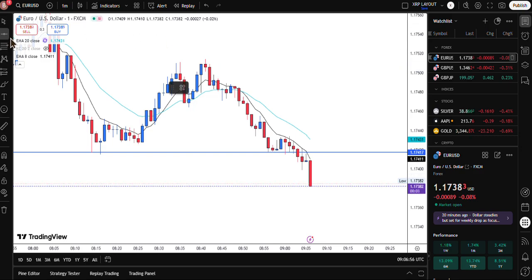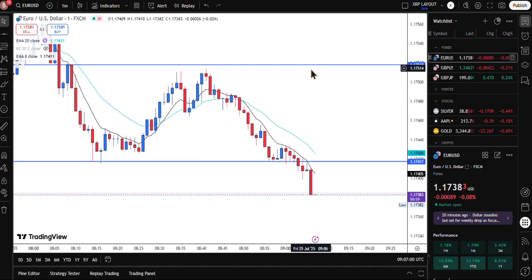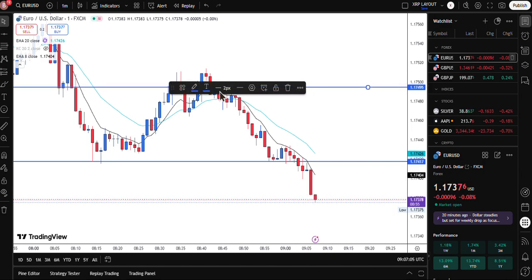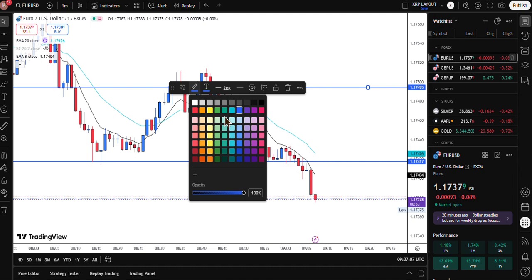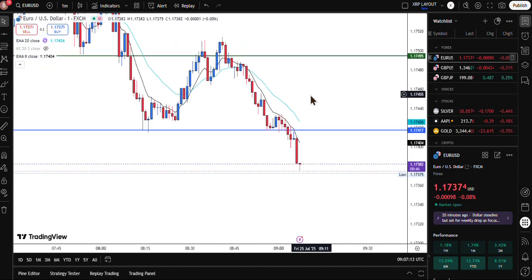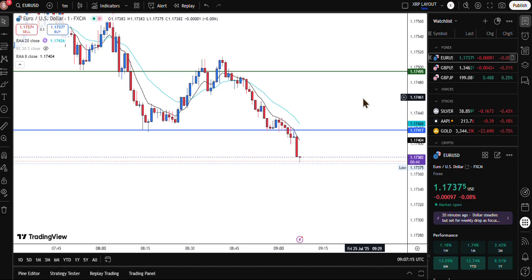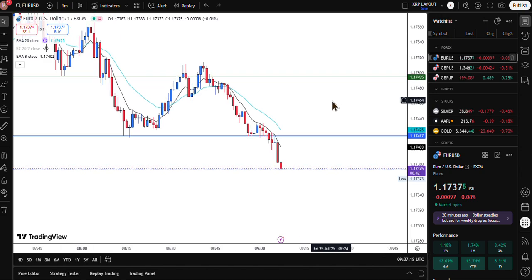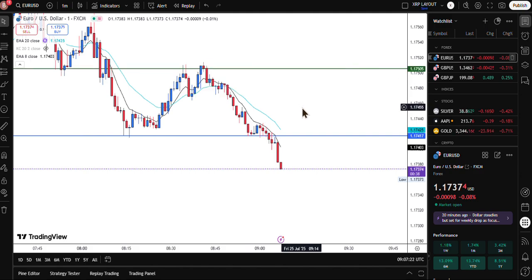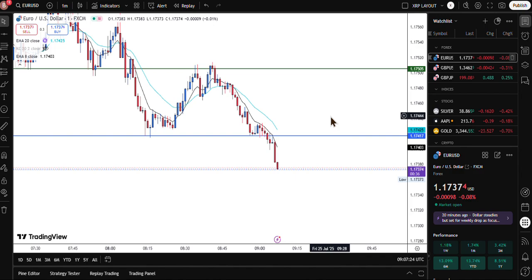I got in up here, like I said. I'll put my line to show you where I got in at, and I believe it was probably here. I'll change the color to green. So this is where I got in at, and this is where the market is at. I got in probably right here, and I'm just riding it all the way down.